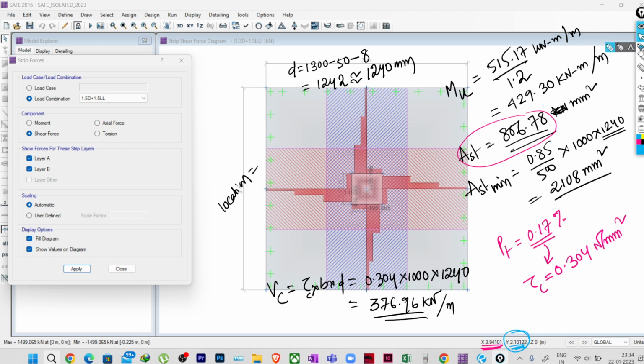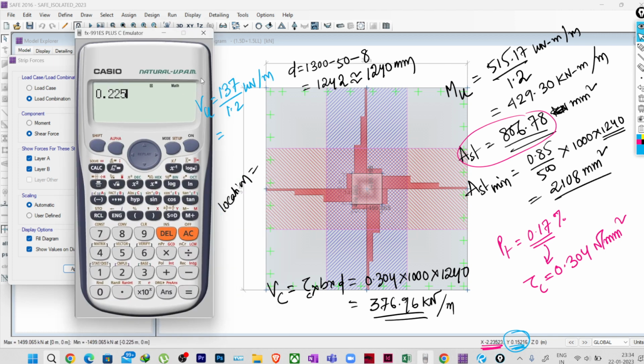So now we are getting VU equal to 137 by 1.2 kilonewton per meter width. Okay, so it will be how much? 1.2. Why? Because it is the strip width. So we need to divide by the strip width to get the force per meter width. So 137 divided by 1.2 equal to 114.16 kilonewton per meter width.